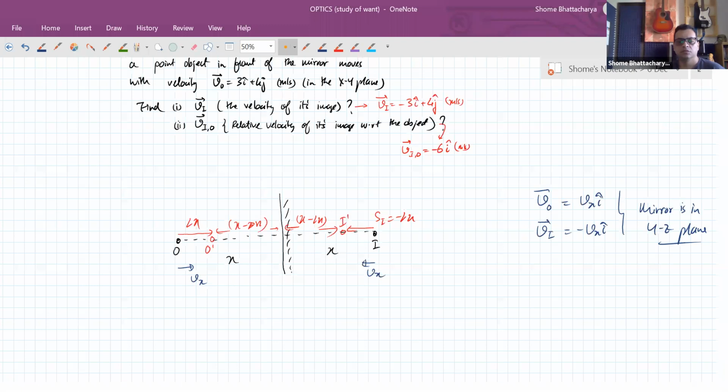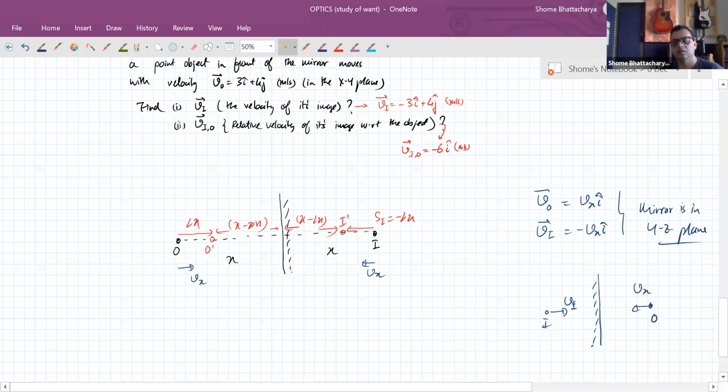So this will also apply if it is like this. The object is here, the image is here. Again like this, if the velocity of the object has an x component like this, the velocity of the image will be like this. If the object is moving away, then the image will move away like this. So that's the first thing.